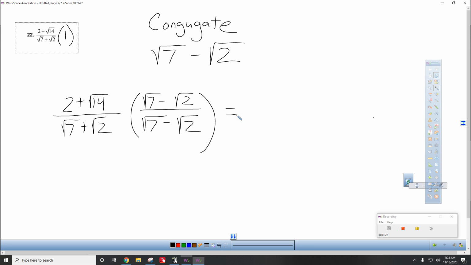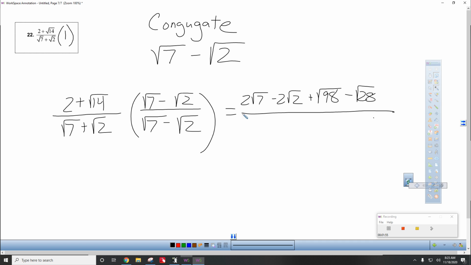If we FOIL the top, we get 2 radical 7 outside, minus 2 radical 2 inside, plus radical, well, what's 14 times 7? 70 plus 28, 98. We're going to be able to simplify this. This is going to be a pain in the butt. And then minus radical 28. Alright, so the top is nasty.